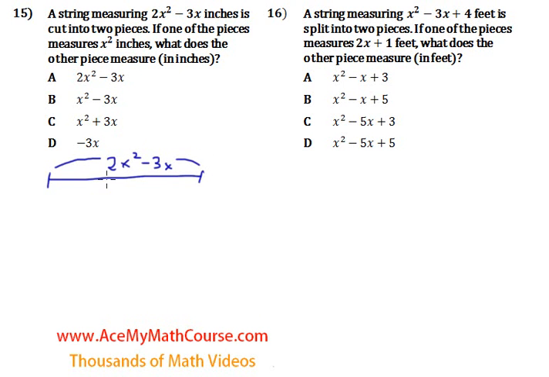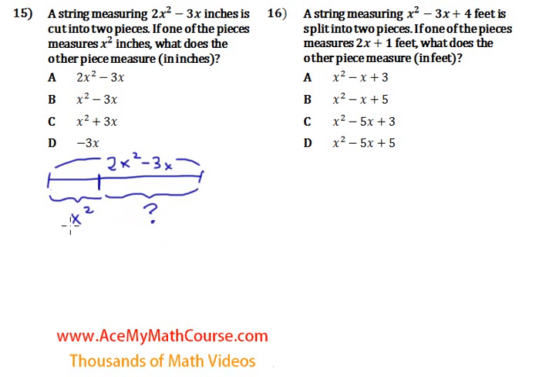How tragic. Two pieces. Very tragic. If one of the pieces measures x squared inches, what does the other piece measure? So we know what the whole thing measures. It measures 2x squared minus 3x. It's cut into two pieces. One of the pieces measures x squared, and the other one we just don't know.